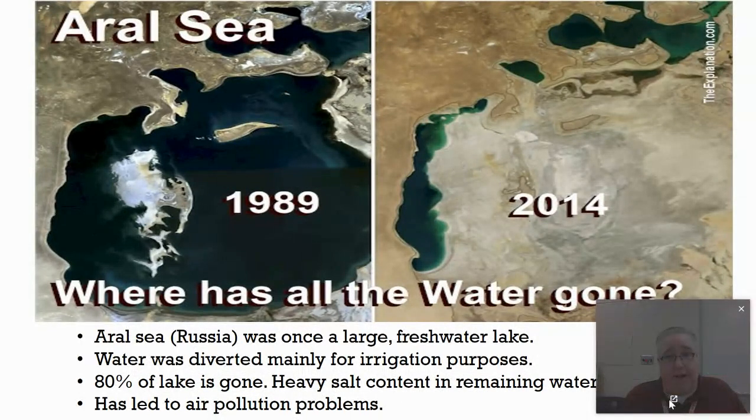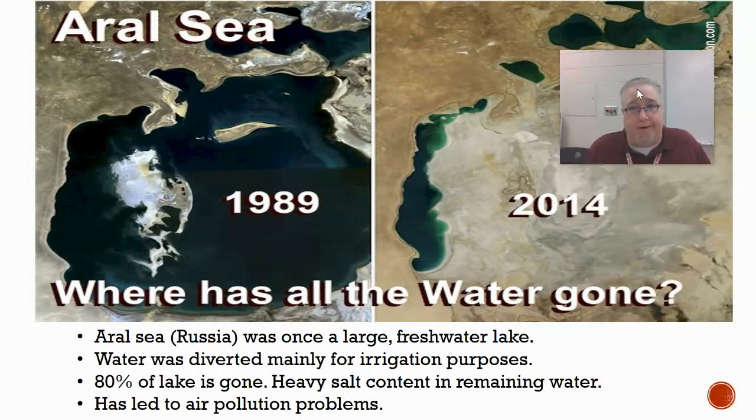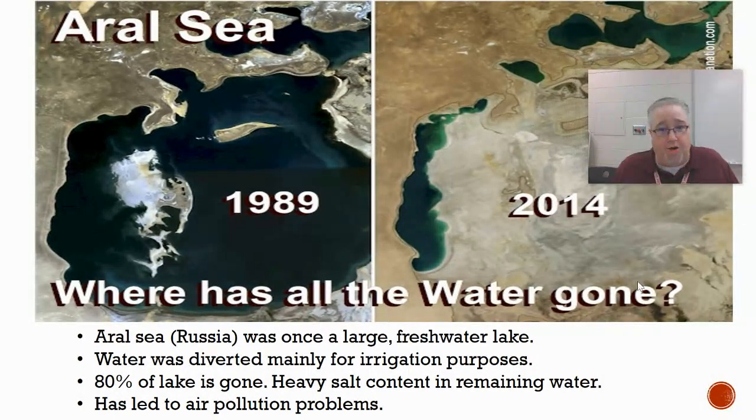Here's an example of water diversion, moving water that kind of went wrong. This is called the Aral Sea. This is in Russia. The Aral Sea, the picture on the left here, this was taken in 1989. This was once a large freshwater lake, and you can see kind of how big it is.